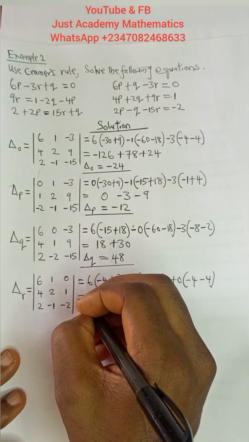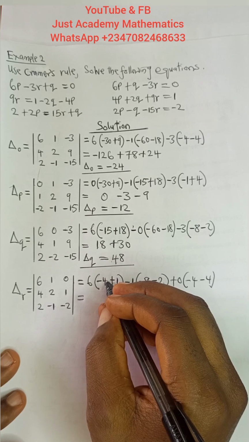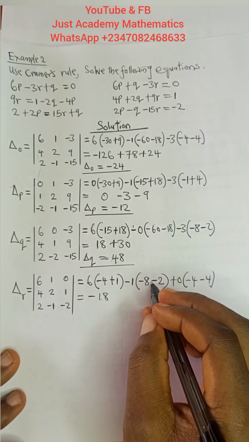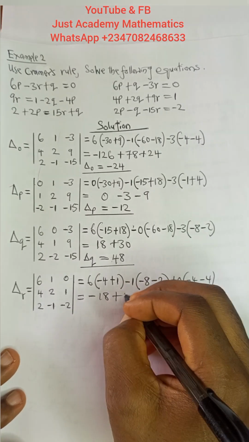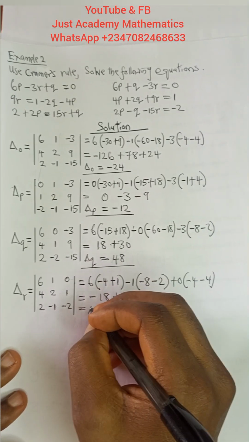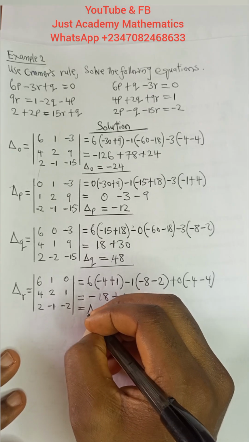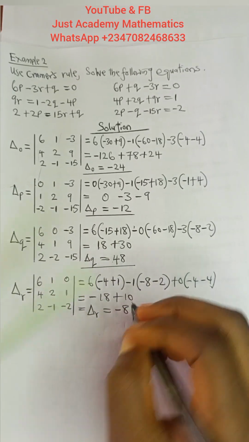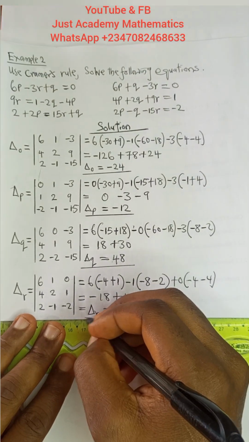So here we have equal to this minus 3 times 6, minus 18. Here is minus 10 times minus 1, plus 10. And then here is 0. So therefore, change in R is equal to minus 8. Change in R is equal to minus 8.